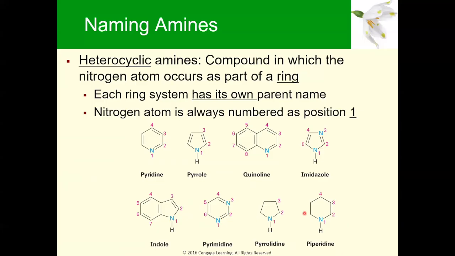Okay, so shifting gears a little bit, amines can be incorporated into a ring, and we would call those heterocyclic compounds. Anytime that a member of the ring is not carbon, it's called a heterocyclic compound. So heterocyclic amines are compounds in which the nitrogen atom occurs as part of a ring. Now, the difficult thing is it does involve some memorization, because each one of these potential rings has a common name. Each ring system has its own parent name.